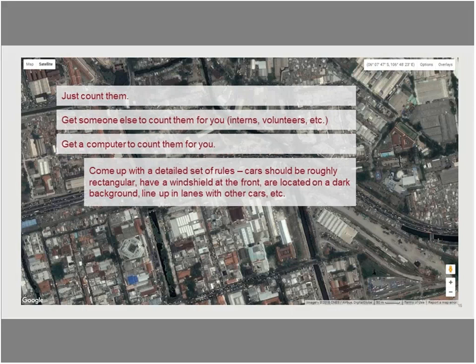Okay, so for those of us who learned to program some time ago, this is the way we learned how to do things. You come up with a set of rules. So you sit down and you think about what you know about cars. Cars are sort of rectangular. They have a windshield at the front. They tend to be sitting on a dark background. They line up in lanes with other cars. And you come up with a set of rules that translates that into things that a computer can be looking for in the data. So this can work.